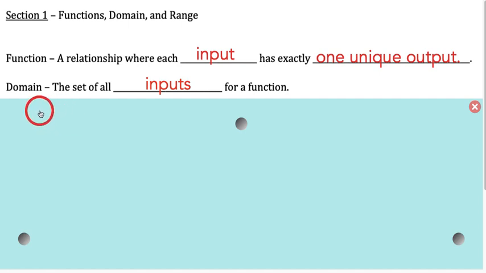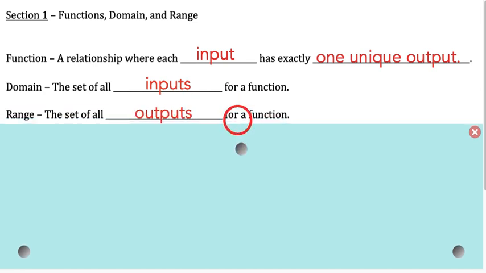Domain. The domain of the function is the set of all inputs for a function, so everything that you put in the table. Range: the set of all outputs for a function.